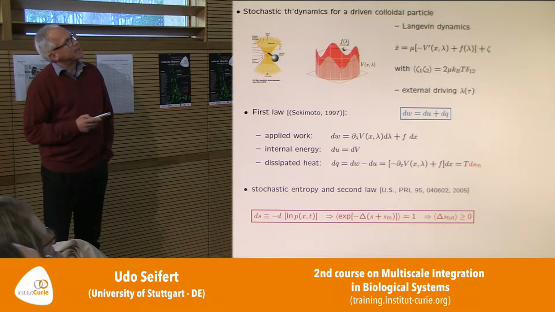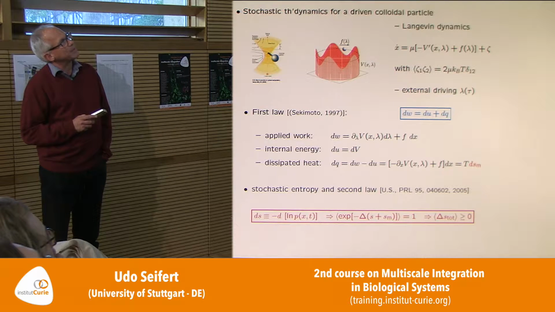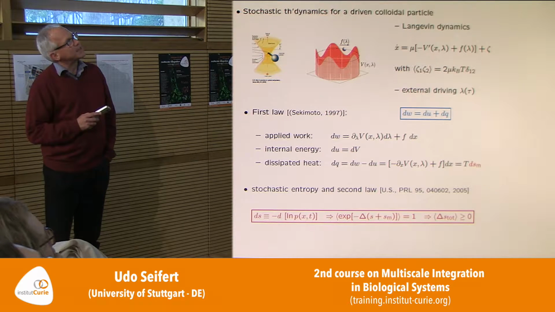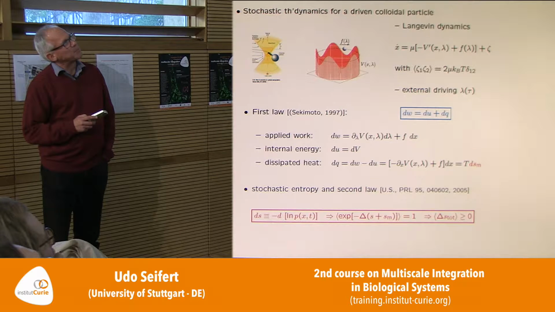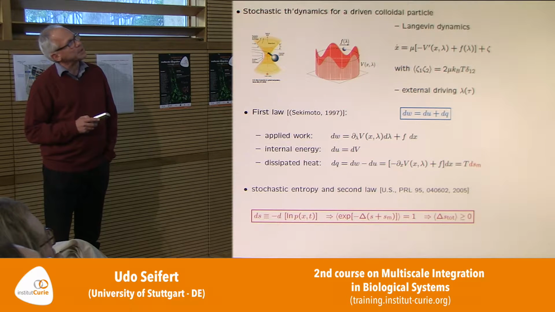Now, the basic dynamical equation is an overdamped Langevin equation, like we had this morning with Jean-François. So the velocity is given by the mobility times the force. That has a conservative part, the gradient of the potential, plus a non-conservative part, which is responsible for the driving, for the non-equilibrium effects. And then there is still thermal noise from the surrounding aqueous solution. The strength of the noise is given by the Einstein relation, as this morning.